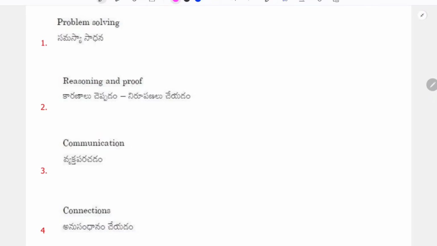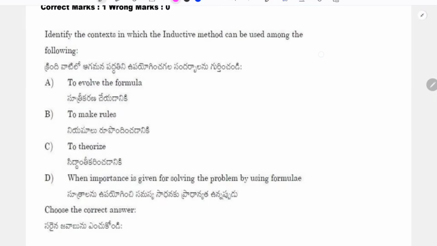Correct answer is, yes, connections. So correct answer is connection. Next question. Identify the context in which the inductive method can be used among the following. So you should know what is inductive method. To evolve the formula, to make the rules, to theorize, when importance is given for solving the problem by using the formula. So when is this inductive method used among the following?